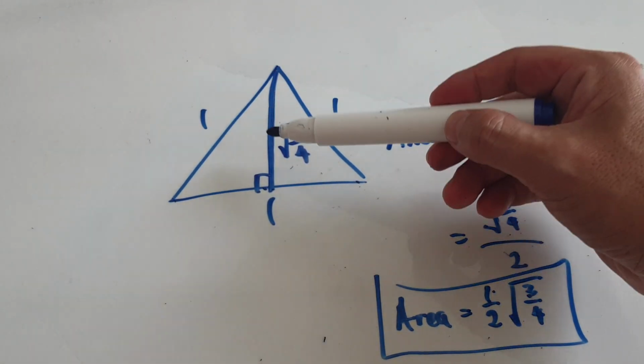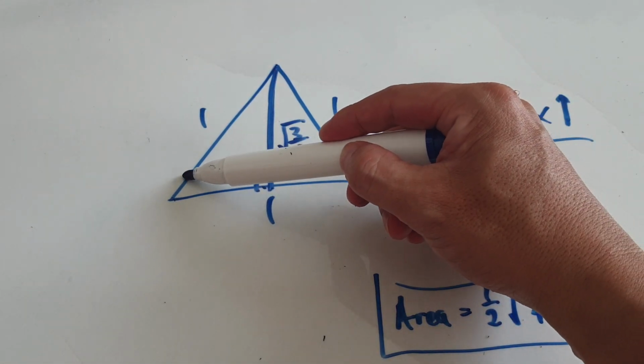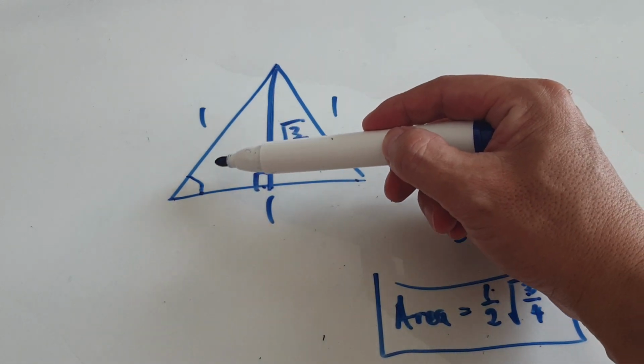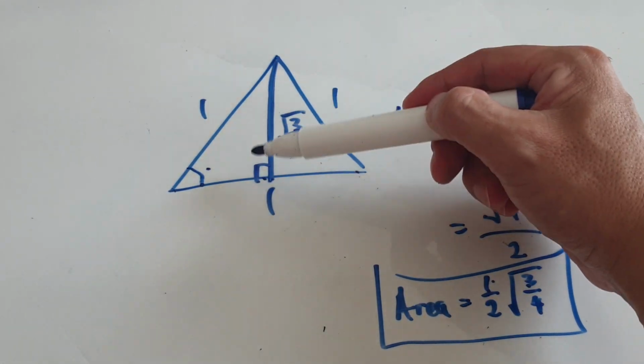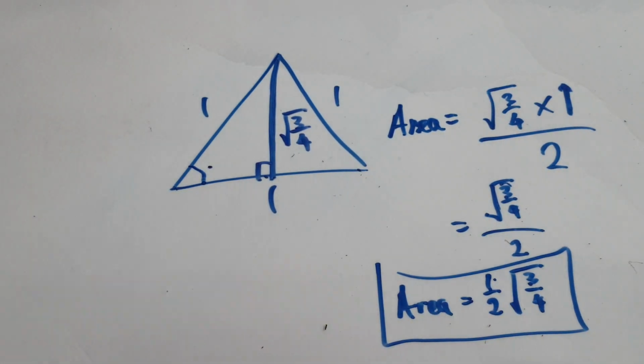Okay, there's another way to work out the area by using trigonometry, because if you can figure out what this angle is, then you can work out the height by using trigonometry. But that's for another video.